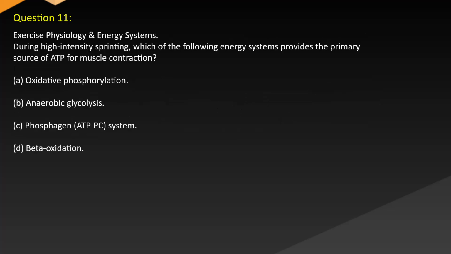Question 11. Exercise physiology and energy systems. During high-intensity sprinting, which of the following energy systems provides the primary source of ATP for muscle contraction? A. Oxidative phosphorylation. B. Anaerobic glycolysis. C. Phosphagon ATP-PC system. D. Beta oxidation.